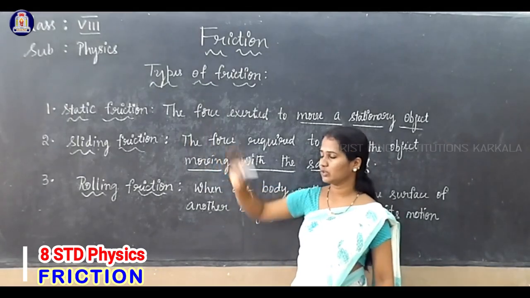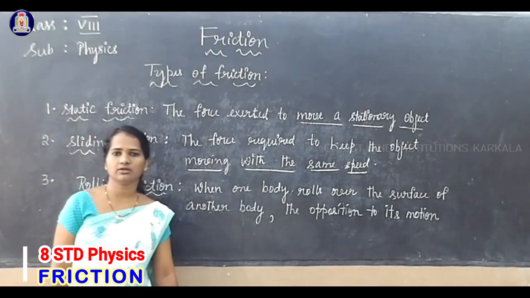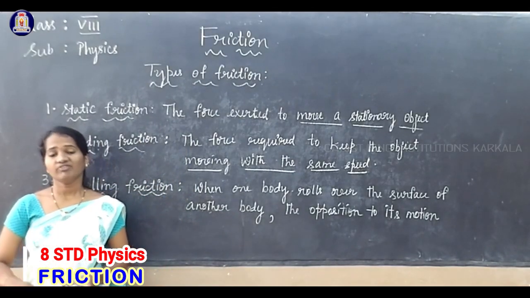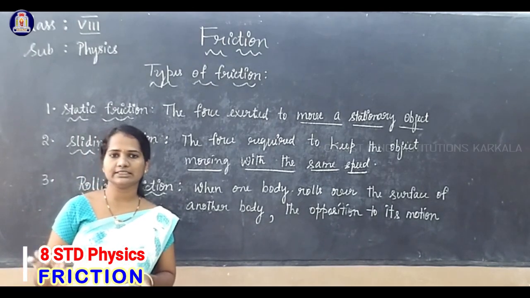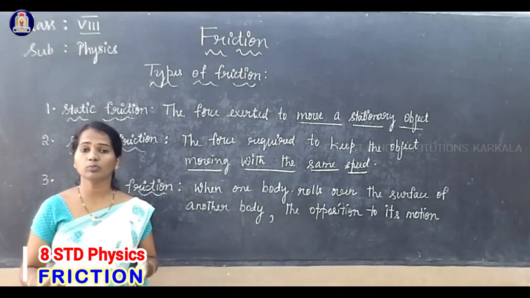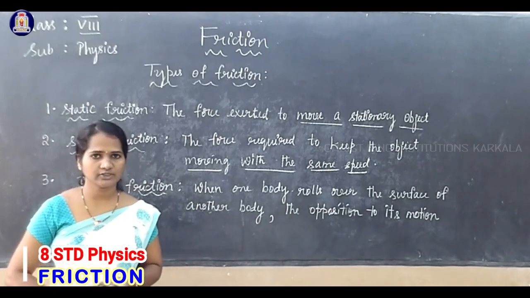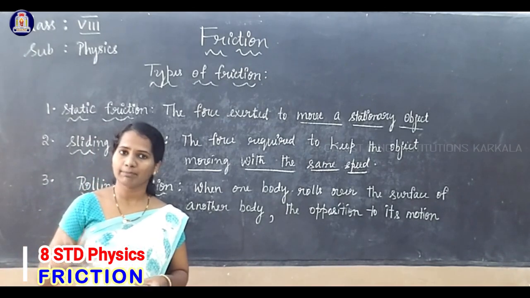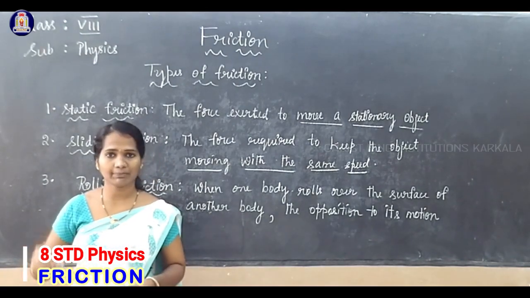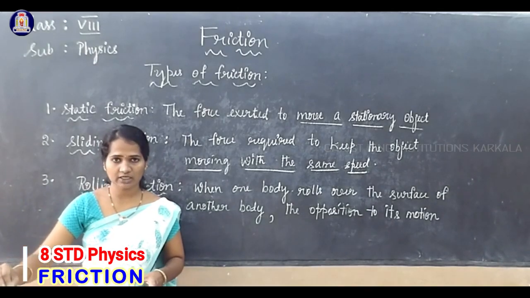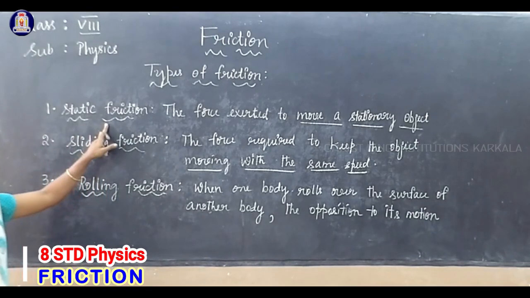So we will see the first one. What is this static friction? Static means stationary, not moving. If a body is in its stationary position, not moving, and you apply force on that body, then that body starts moving. The force applied to make a stationary body move is the measure of static friction.